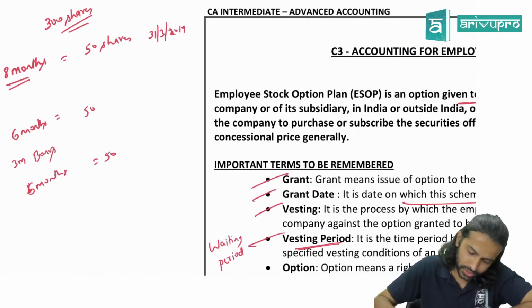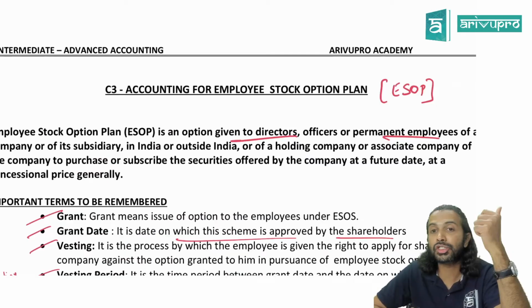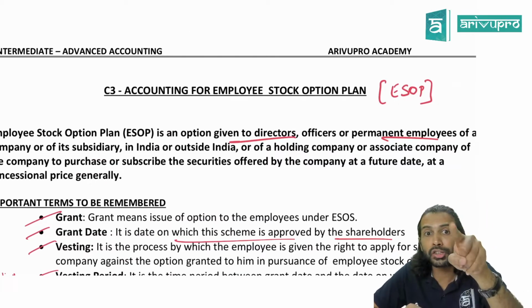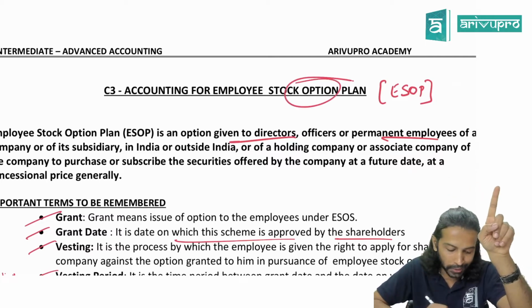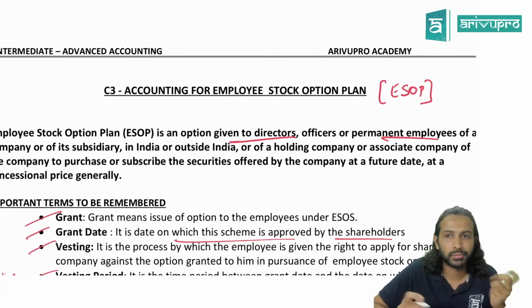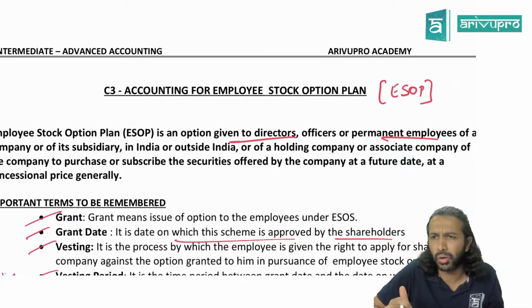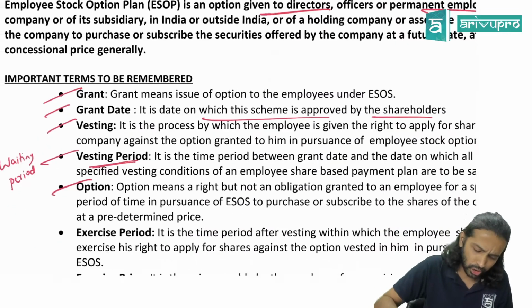All right. Next, option. The chapter name is employee stock option, not employee stock obligation. Is it option or obligation? Option. Option means employees have a right to buy. They don't have an obligation on their head. If they want, they will buy; otherwise, they will say, no, I don't want it. Fine. That is your option.